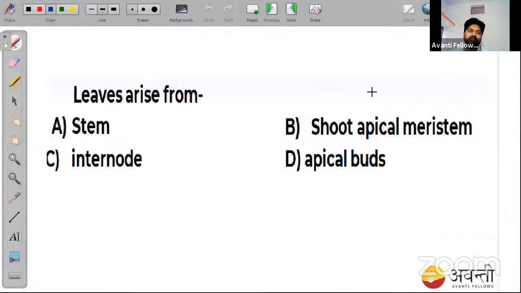The first question is: leaves arise from the stem, internode, shoot apical meristem, or apical buds.